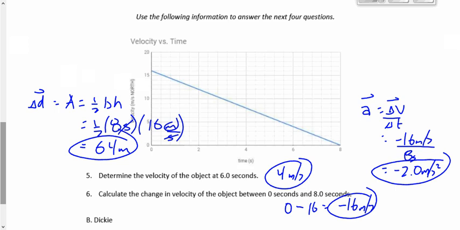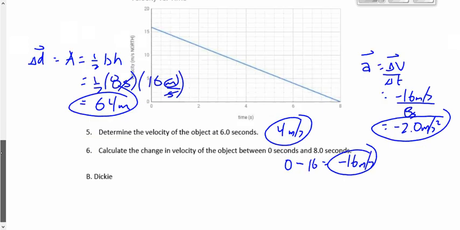Yeah, you can say displacement over the time. Now, in this case, we could use your method as well because it's just one straight line. So what would we get here? If we use your way, we just say 16 divided by 8, right? If we use my way, we'd say the displacement, 64 meters, divided by the time, 8 seconds, and we get 8 meters per second. Same thing. Again, that only works if it's one straight line.